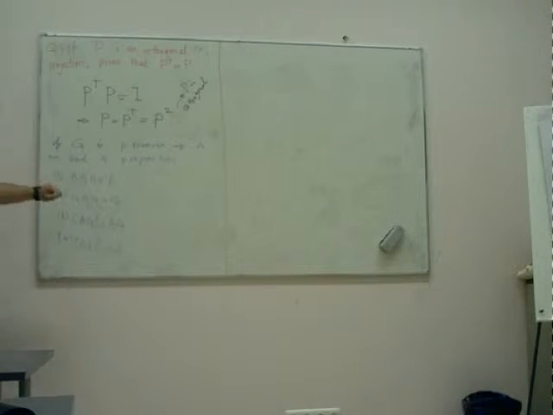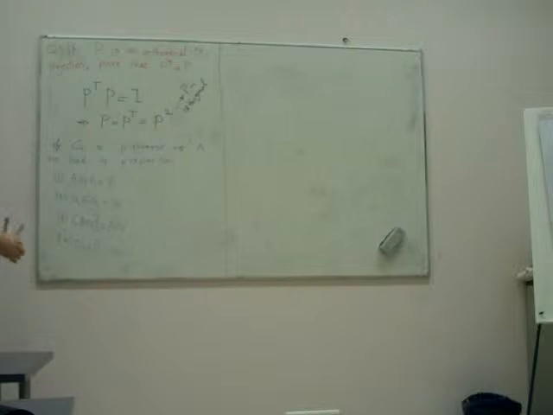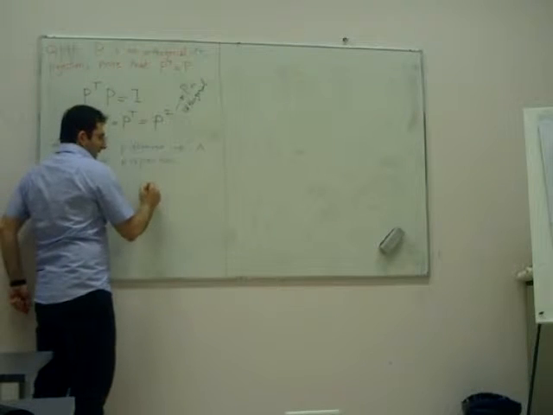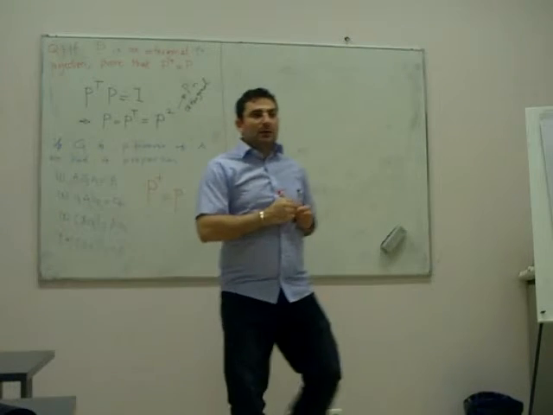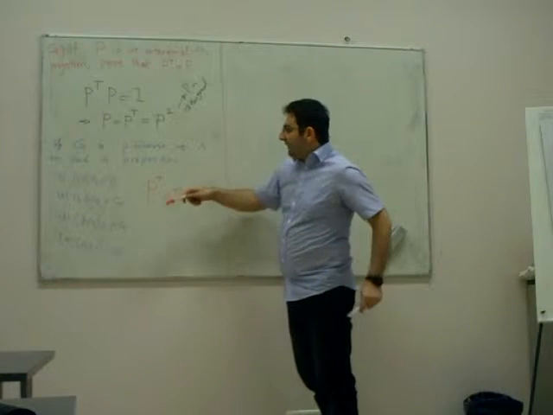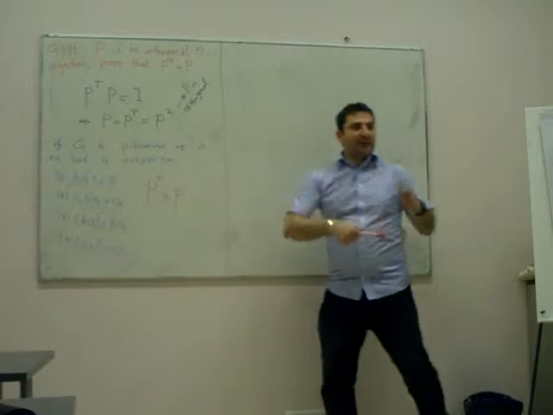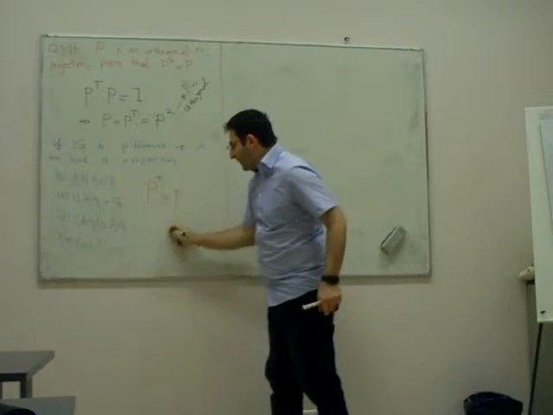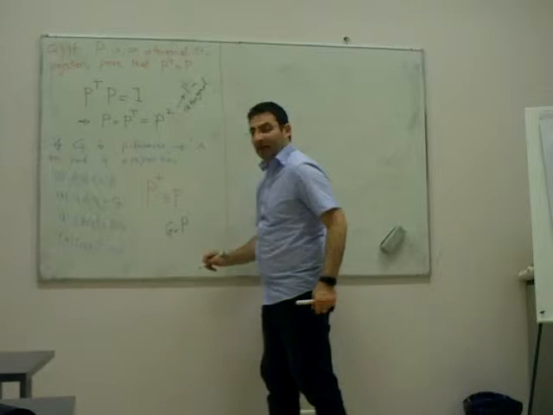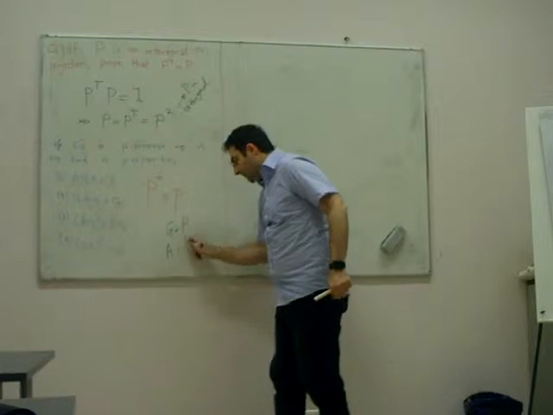So, what is the hypothesis here? It says that P plus is equal to P. In other words, the pseudo-inverse of P is itself. Let's see. So here, can you tell me what is G? It is P. What is A? It is P.